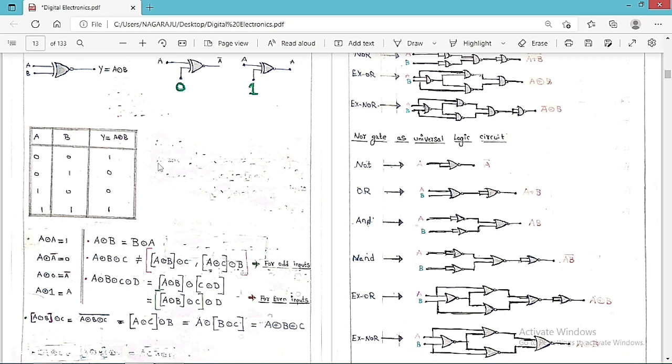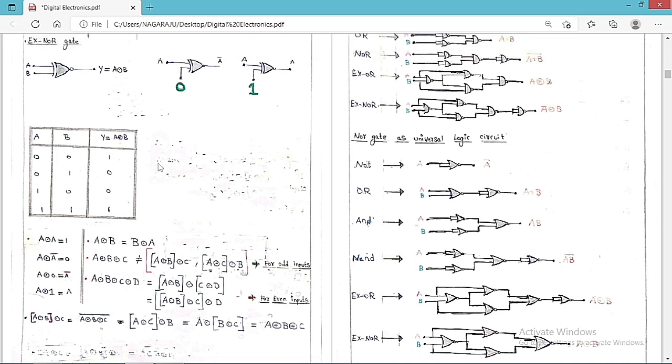Now we have discussed the different types of gates. The basic gates are the NOT gate, AND gate and OR gate, and the universal gates are the NAND and the NOR. We will discuss something more about this.